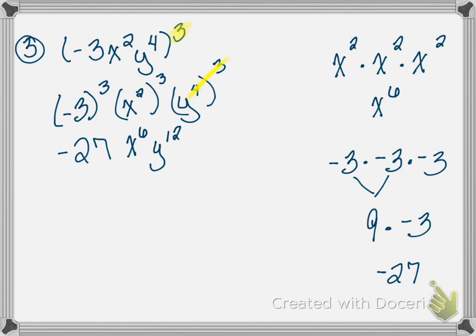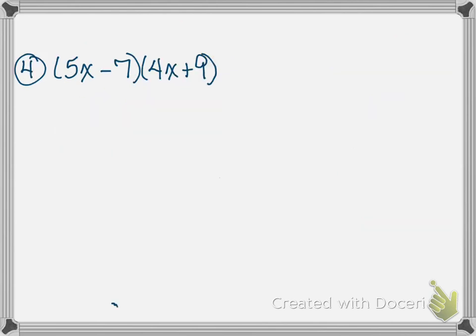Okay? Now, for number 4, we need to FOIL. So this is a binomial times another binomial. And anytime that we have a binomial times a binomial, we are FOILing. Okay, sorry about that. I got interrupted on my iPad. FOILing is a special distributive property.